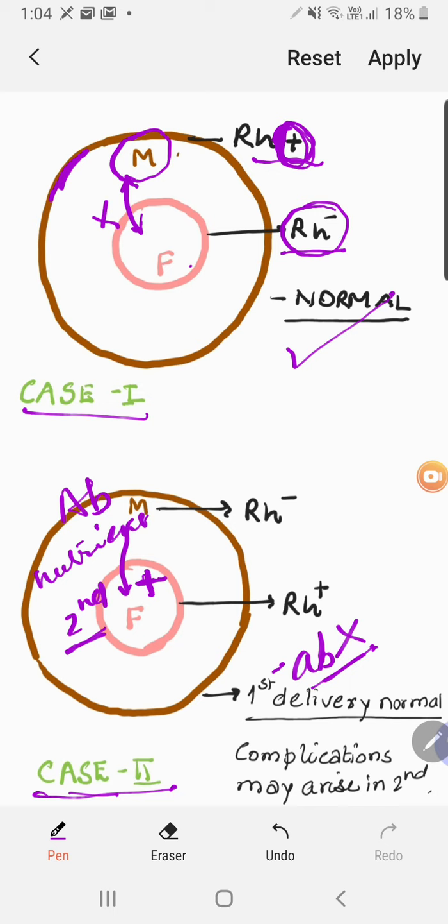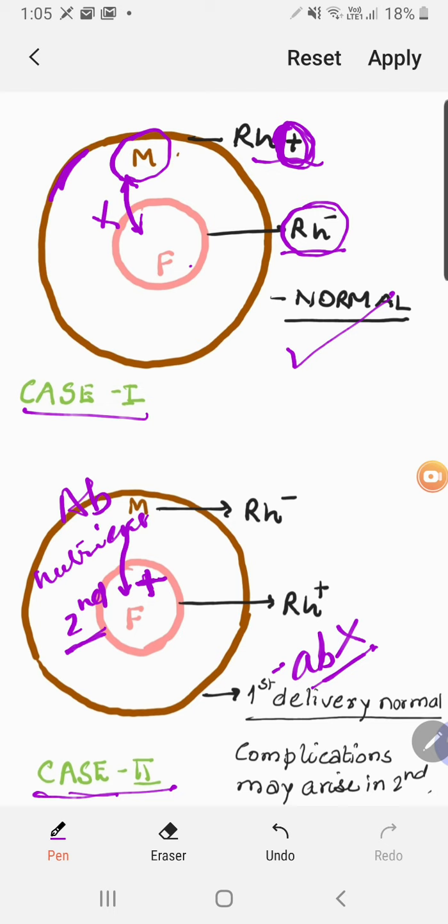Why? Because the mother has already prepared antibodies against the Rh positive factor during her first delivery. But this is not happening every time. This is just a mistake, if by any chance the blood comes in contact. Otherwise, it's not a big problem.